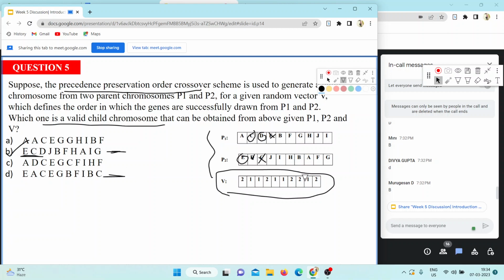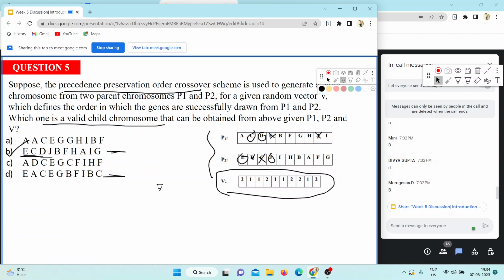You can check with other bits also, like here, 2. Here 2 is 2, so we can select 2, right? 2, 1, 2, 2, yeah, 2. J. So we will be selecting J. The other J we are cutting. So E, C, D, J. Similarly, the rest of this you can check.